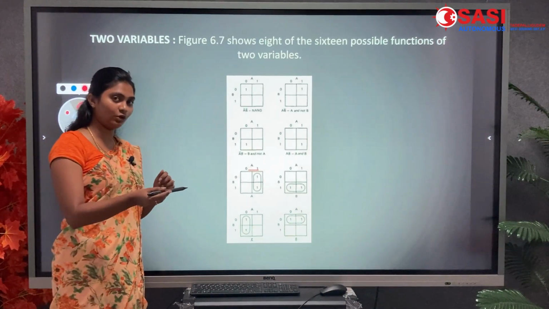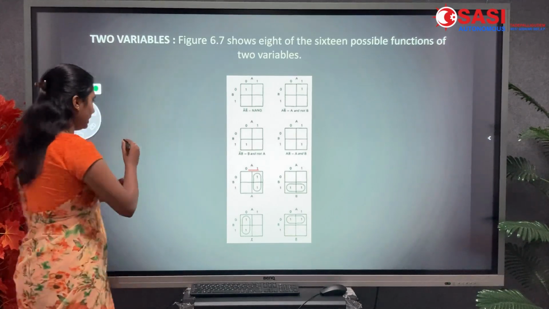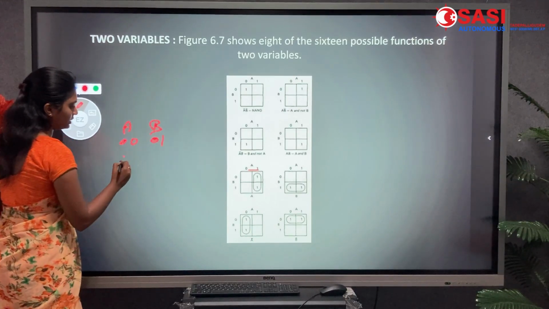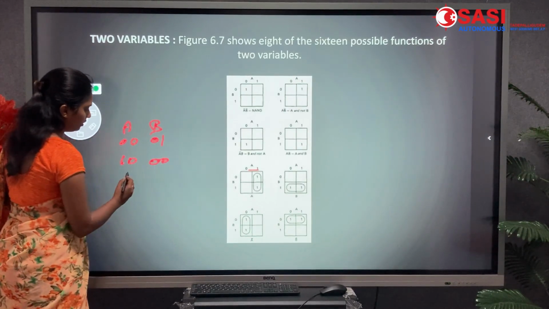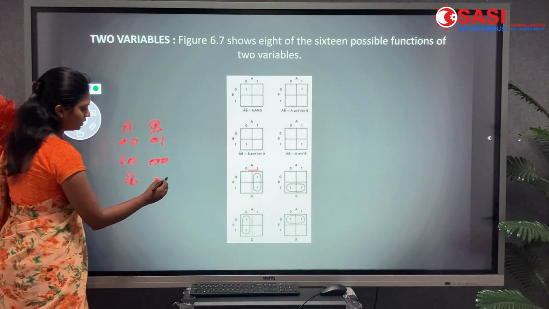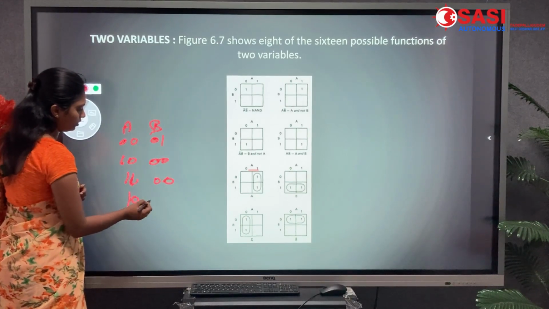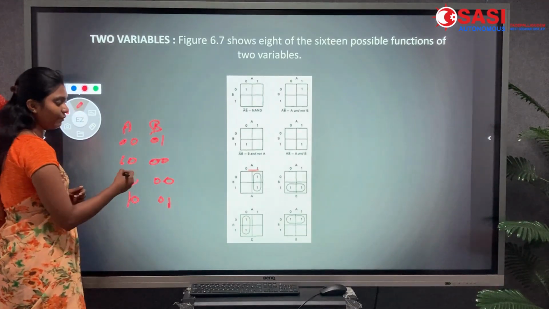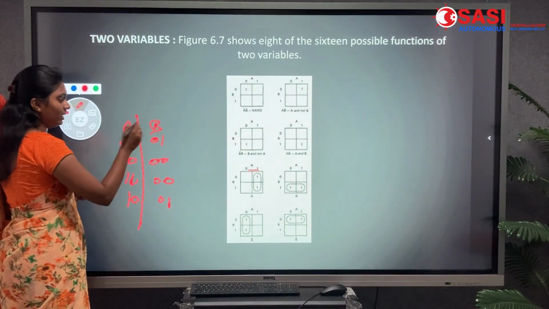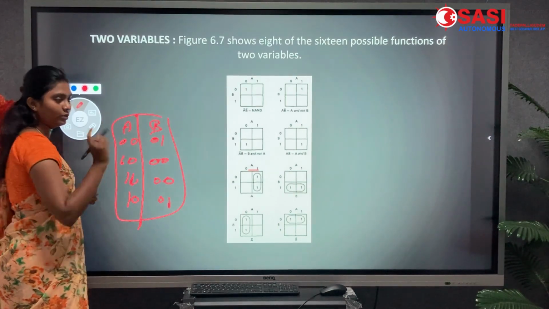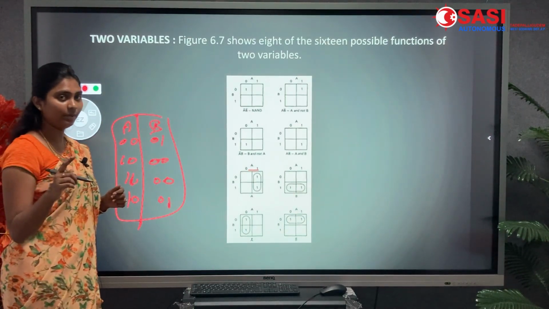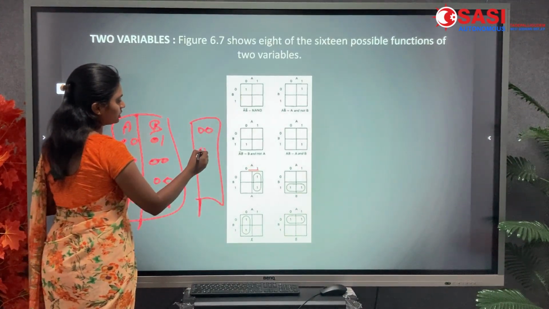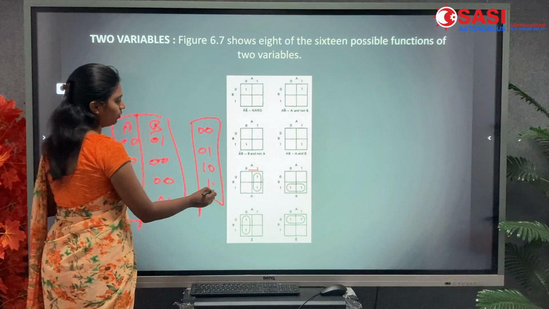But here we will assign two variables. If A is 0, 0, B is 0, 1. Here 0, 1, 0, 0, 0, 1, 1, 1, 0, 0, or 1, 0, 0, 1, 0, 1. Like that, it is divided into two subcategories, but in a single variable we only divide into single categories, which are nothing but 0, 0, 0, 1, 1, 0, 1, 1.